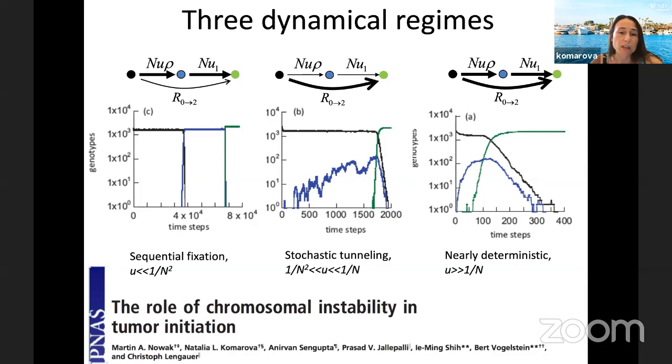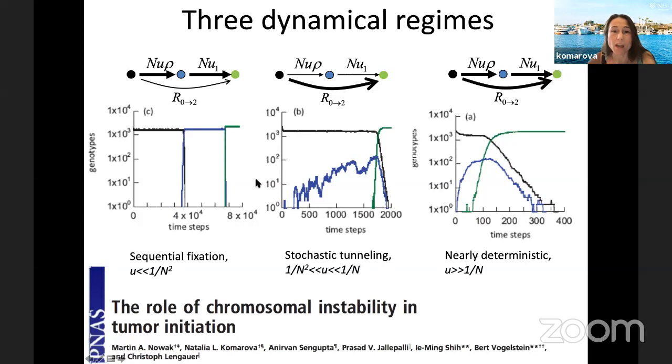So if the mutation rate is very low compared to the inverse population size, we have a very simple picture. So first, the whole tissue, of course, consists of normal cells. Then after a long time, a one-hit mutant is created. And even though it's disadvantageous, it comes to dominate, probably because the population is small here. And then after another long stretch of time, another mutation happens that creates the super mutant, the double-hit mutant, and it wins. So it's a two-step process. This happens either for very small mutation rates or for very small populations.